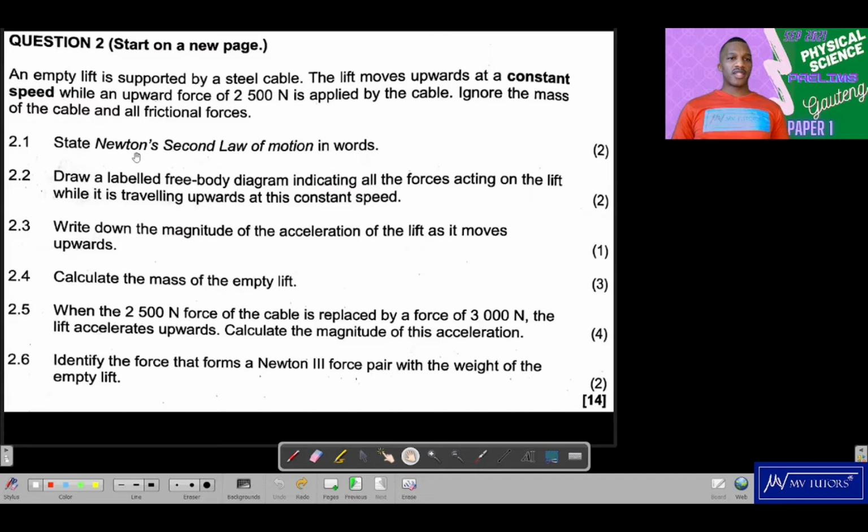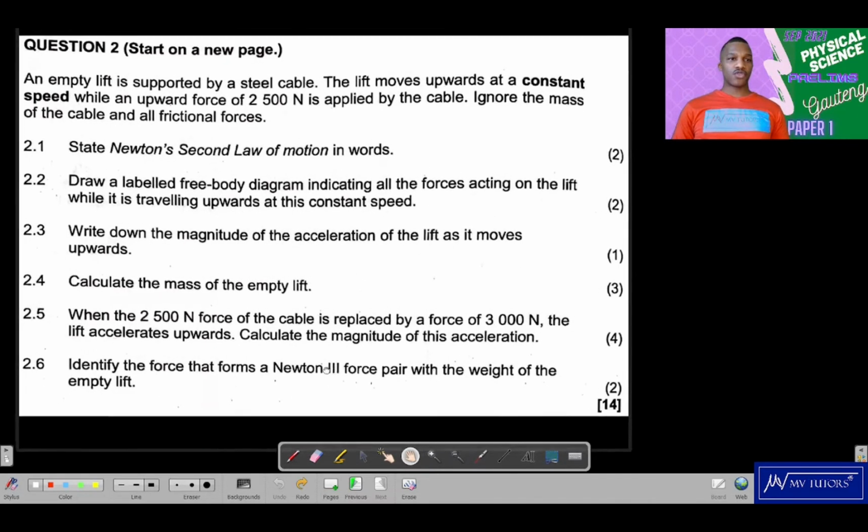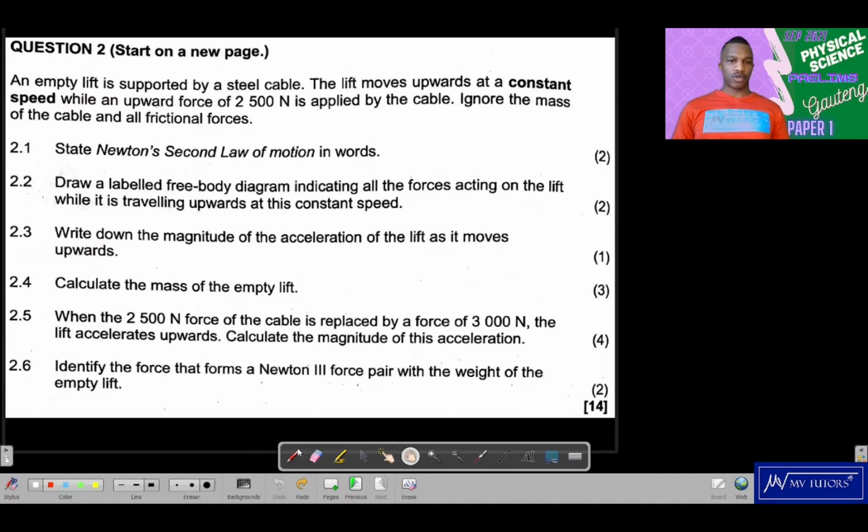Number 1: state Newton's second law of motion in words. Now, you should know this, but I wouldn't like to assume that you do.